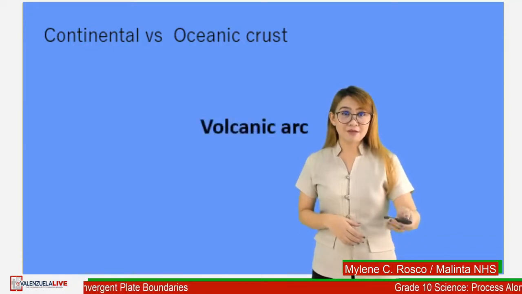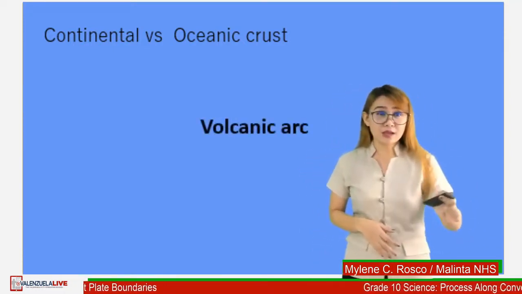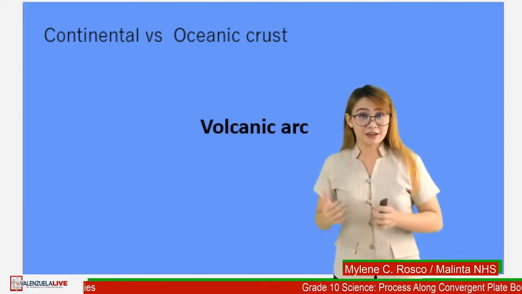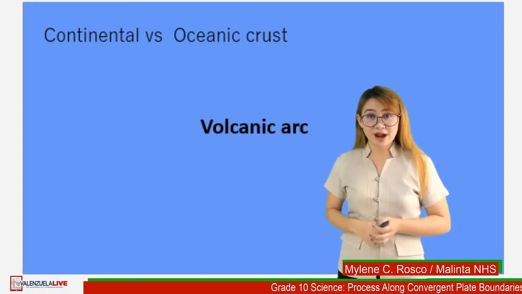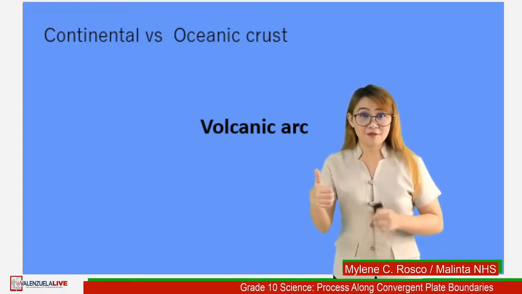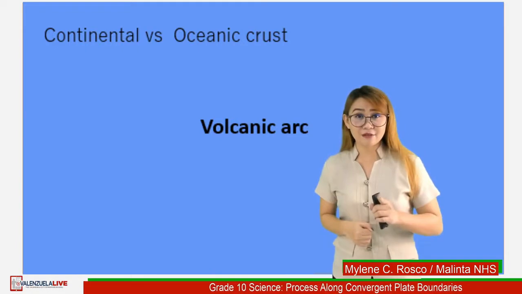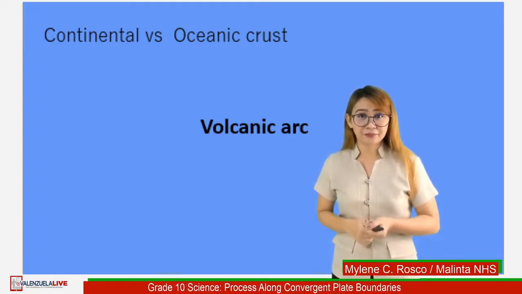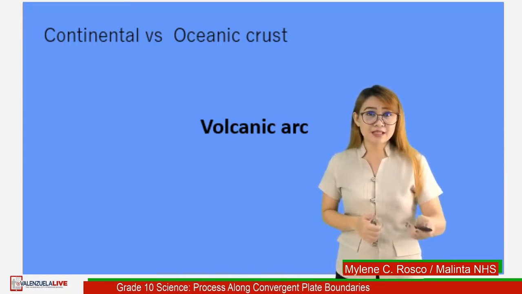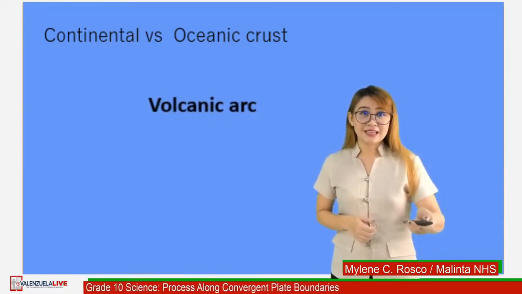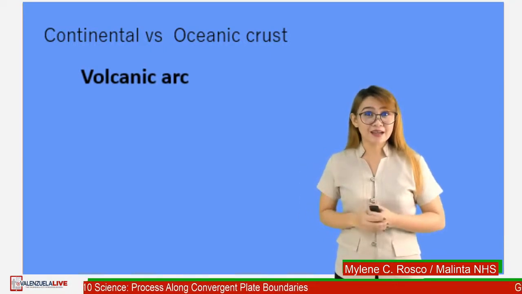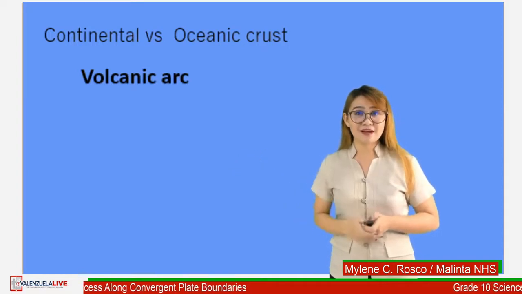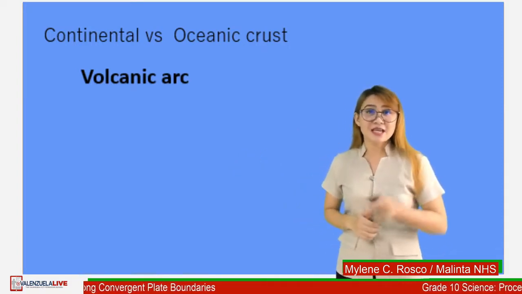So let us have volcanic arc. Do you think a volcanic arc will be formed on this type of collision, the collision between continental and oceanic crust? So you hit like if your answer is yes, and you hit sad face if it is not. Okay? May I see your answer? So the correct answer is yes. A volcanic arc is formed in the collision of continental and oceanic crust. So you are correct. Very good, students. Let's have the second one.